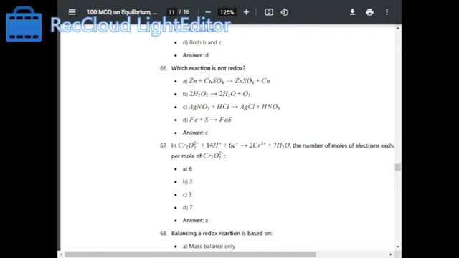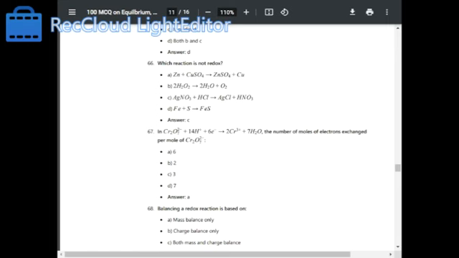Question number 67. In Cr2O7 2- plus 14H+ plus 6e- gives 2Cr3+ plus 7H2O, the number of moles of electrons exchanged per mole of Cr2O7 2- is option A 6, option B 2, option C 3, option D 7. The correct answer is A, that is 6.